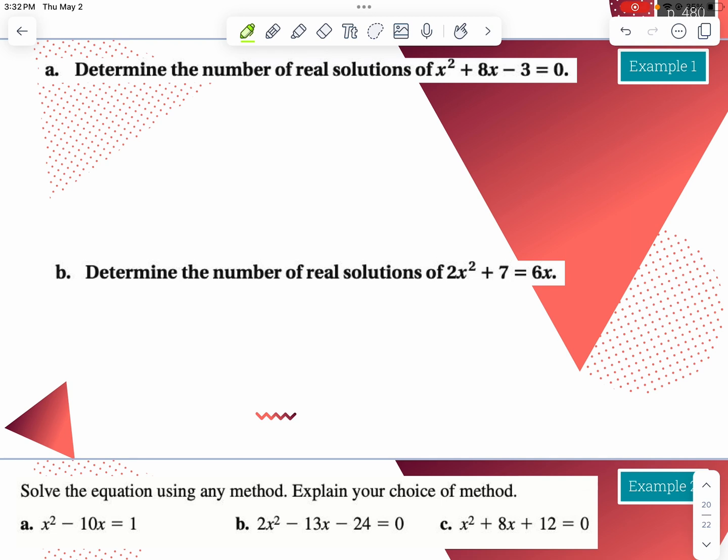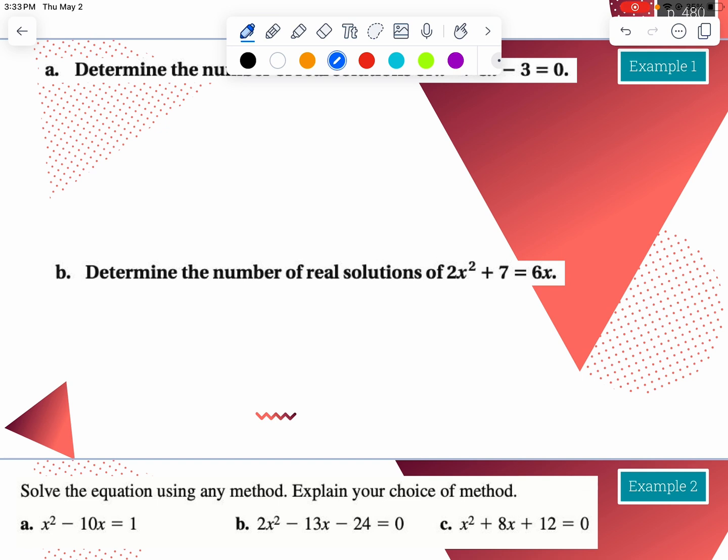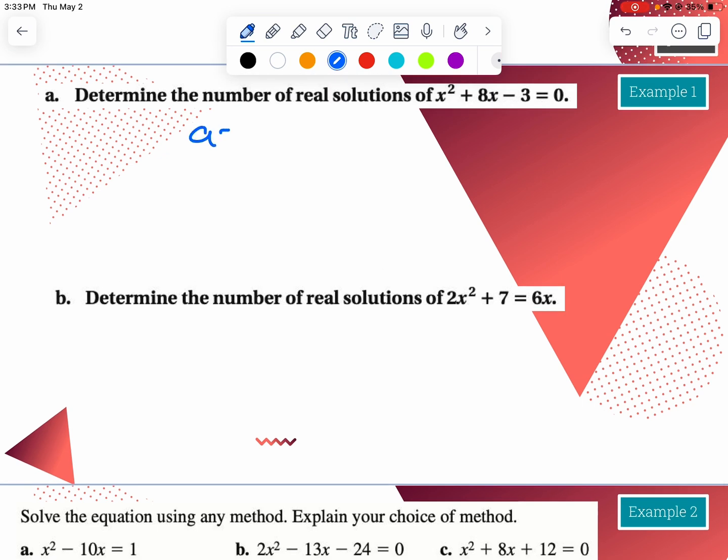Let's look at the example. Determine the number of real solutions of this graph. It's not even asking us to solve it. It's just saying how many solutions will this have. Well, I still like to lay out my A, B, and C values here. A is 1, B is 8, C is -3.